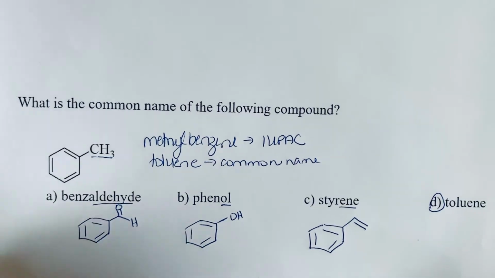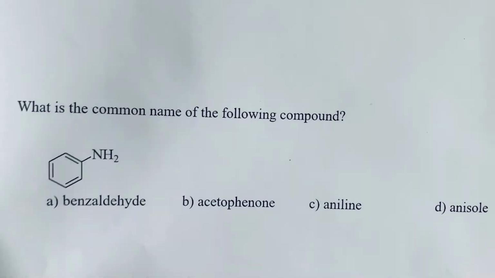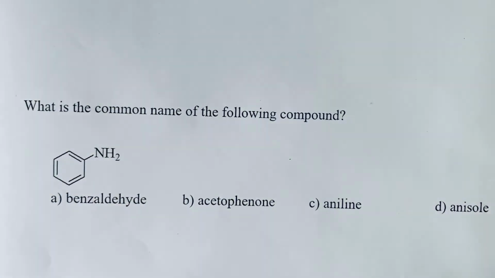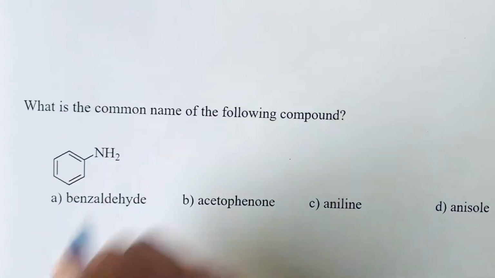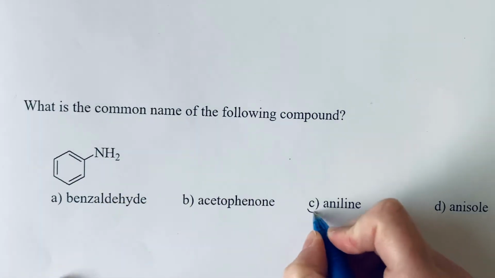Let's look at another problem, just so we can go through a little bit more of these. We're asking for the common name of this monosubstituted benzene. This would just be aminobenzene as an IUPAC name, and as a common name, it's aniline.